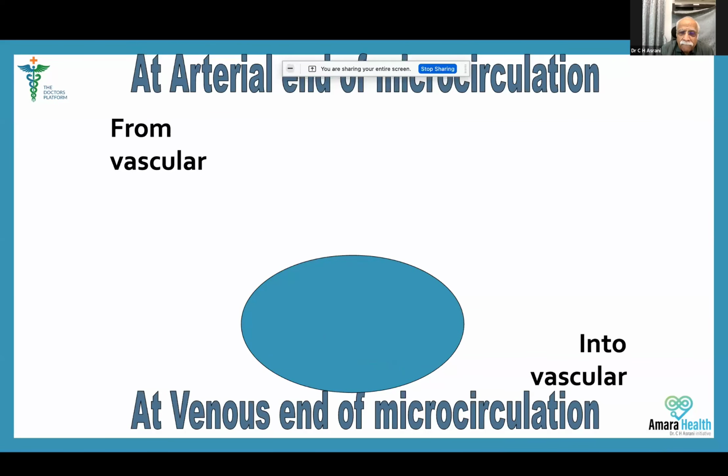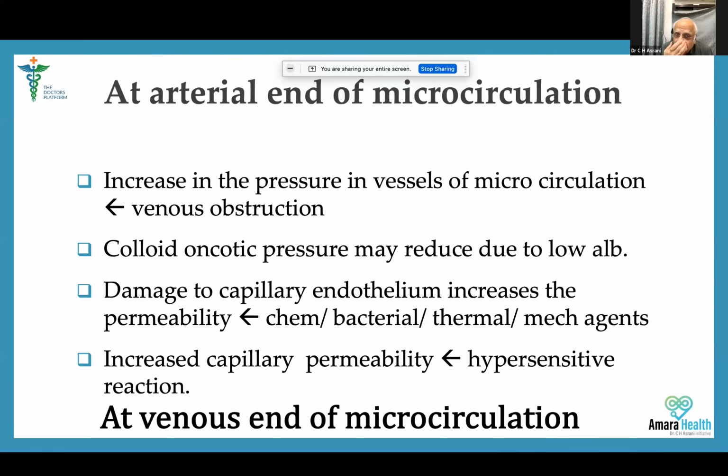And in this process, increase in the pressure in the vessels of microcirculation because of venous obstruction. If your veins are obstructed, the backflow affects the microcirculation. That may lead to edema. Because of hypoalbuminemia, low albumin, colloid oncotic pressure may reduce. So that's why edema is one of the features of low albumin.